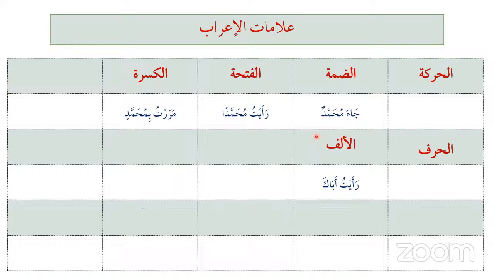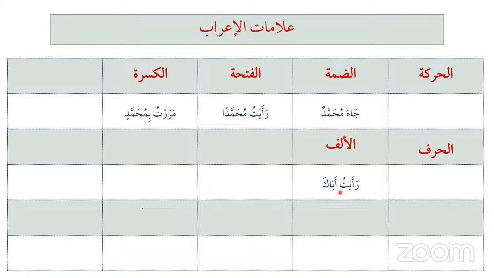So we've got here ra'aytu abaka, I saw your father. We will learn later on exactly which words alif is a sign for, to be in a particular state, and the other ones as well, waw and ya. But for now, just understand that adding a harf is a sign of a word being in a particular state.